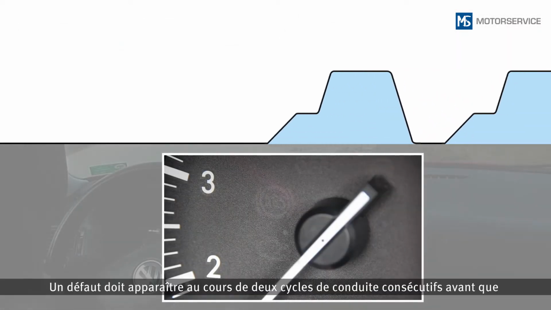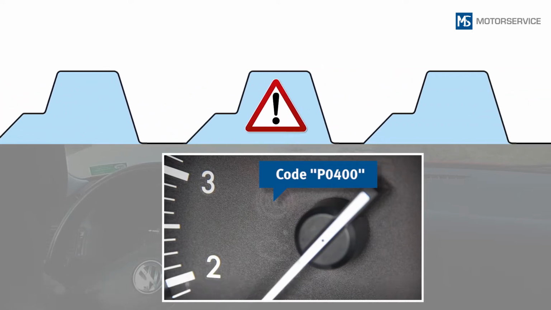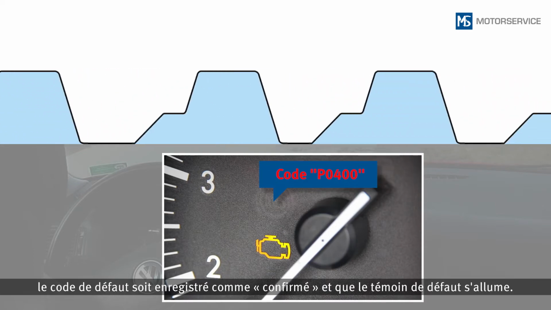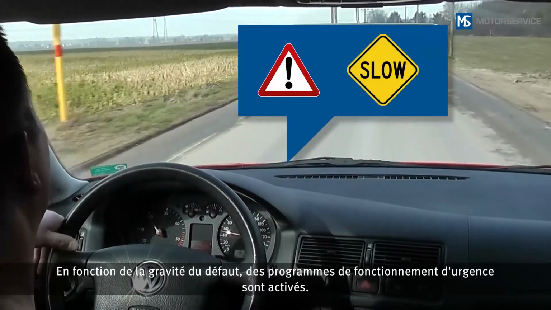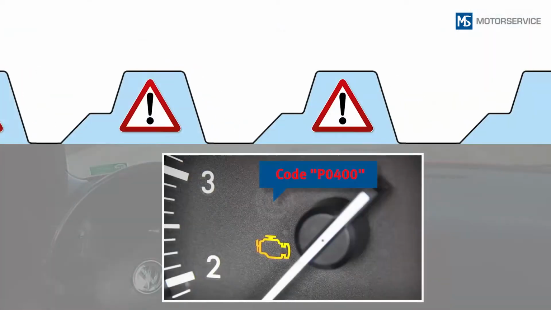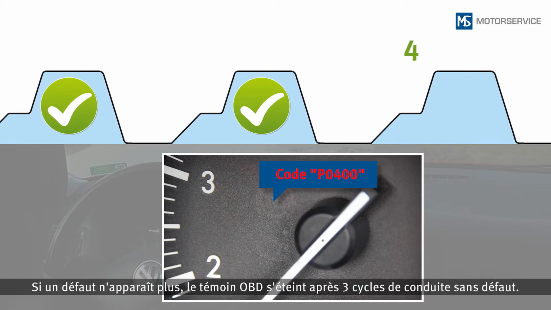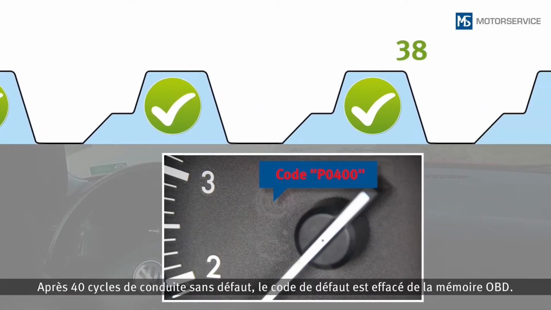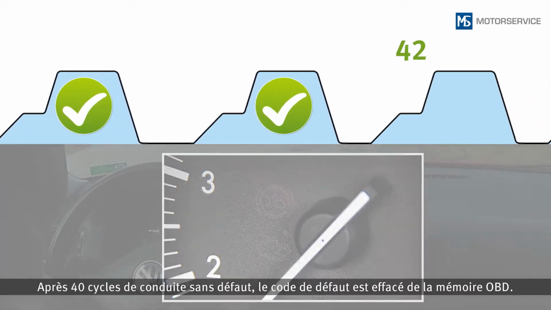Only if an error occurs in 2 consecutive driving cycles will the diagnostic trouble code, or DTC, be saved as confirmed, causing the malfunction indicator lamp to light up. Depending on the severity of the error, limp home programs may be activated. If an error does not occur again, the malfunction indicator lamp will go out after 3 faultless driving cycles. After 40 faultless driving cycles, the DTC is also deleted from the OBD memory again.